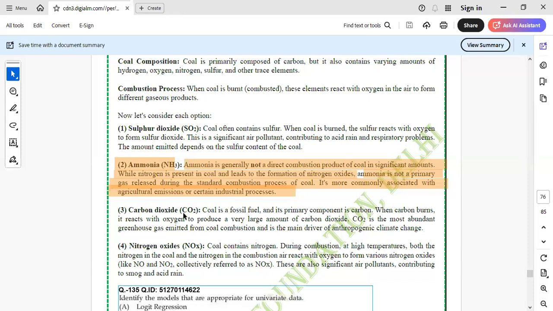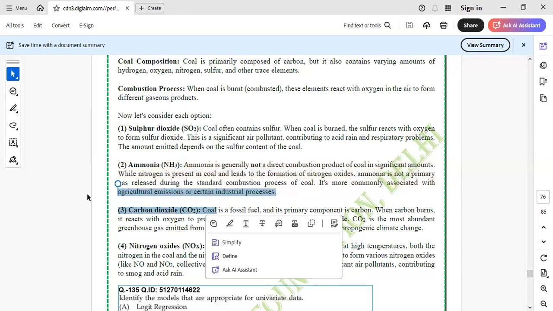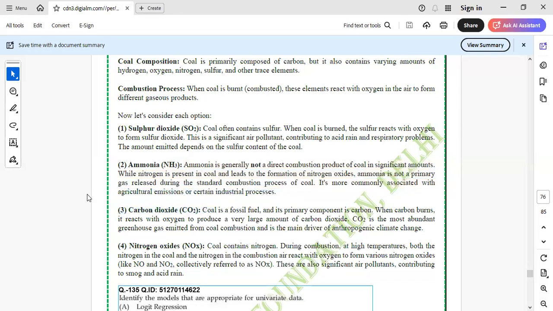Then CO2, yes, it is there. Whenever combustion happens, it will also be there. So that's why CO2 is one of the options. Coal is a fossil fuel and its primary component is carbon. When the carbon is burned, it reacts with oxygen and gives CO2. CO2 is the most abundant greenhouse gas emitted from coal combustion, and it is the main driver of climate change. All of you are aware of that.